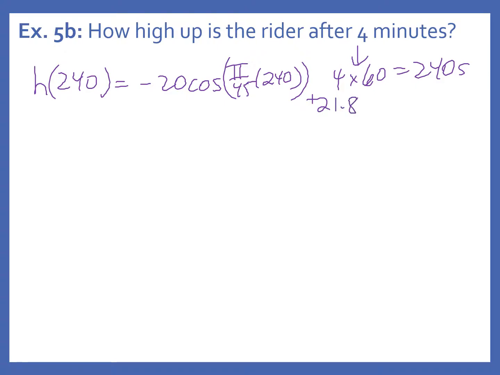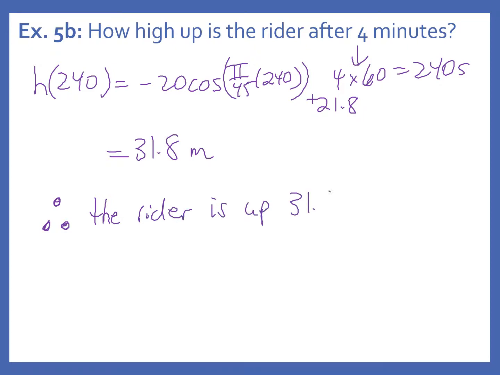Make sure when you are doing this that your calculator is in radians. So change your calculator right now to radian mode in case you haven't. And literally just enter it just like that. You should get 31.8, and it'd be meters. And we need a therefore statement. Therefore, the rider is up 31.8 meters off the ground.